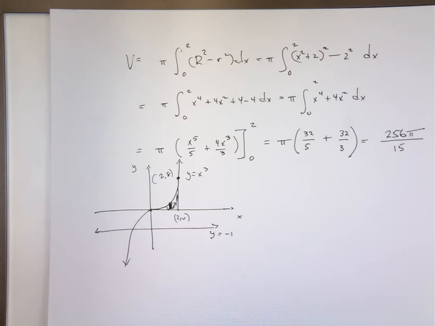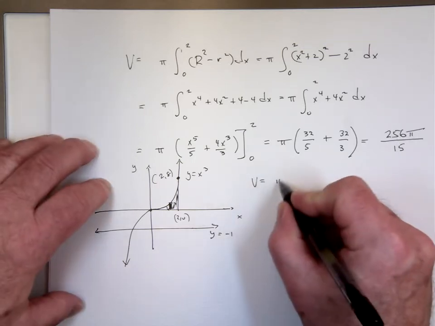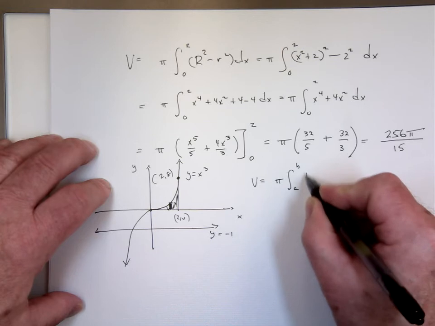Okay? So we're going to get a washer, and realizing it's a washer, you know the volume is pi, integral from a to b, big R squared minus little r squared. Okay?